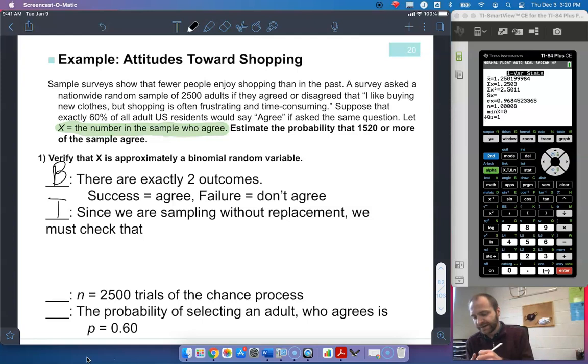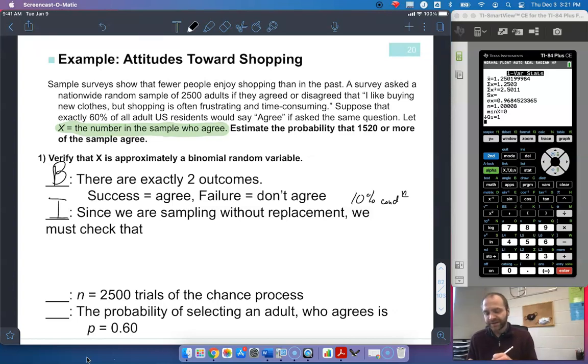Is it independent? Well, we're sampling without replacement. I mean, I'm not going to ask an adult how they feel about shopping and then go ask that same adult how they feel about shopping. That's not right. If I ask somebody already, I don't want to use them a second time in this sample. So we're sampling without replacement. So, oh no, that's not independent. But good news. Because it's without replacement, I can check my 10% condition.